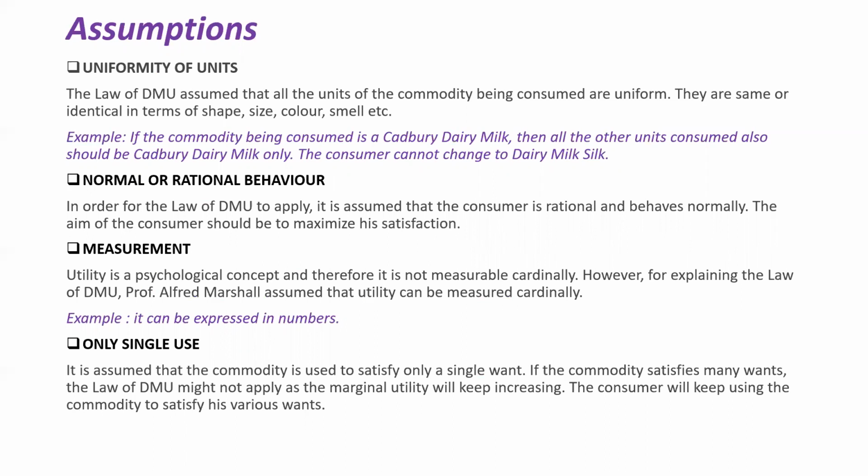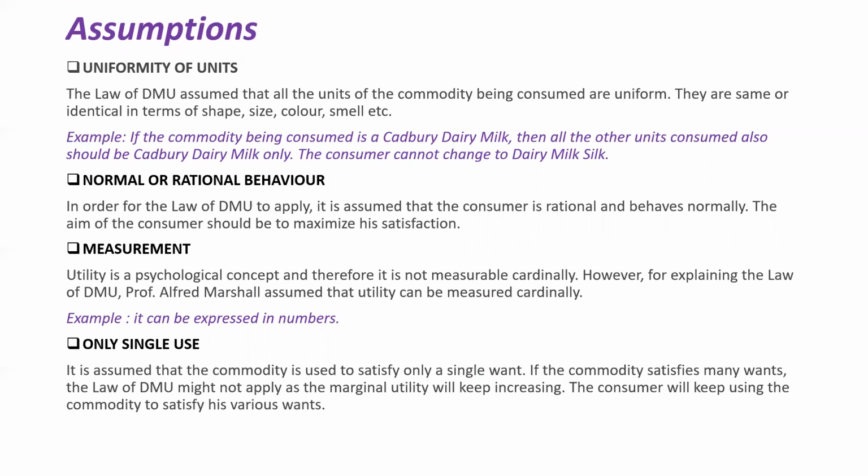Normal or rational behavior. In order for the law of diminishing marginal utility to apply, it assumes that the consumer is rational and behaves normally. The aim of the consumer should be to maximize his satisfaction, and he knows better which particular commodity will enhance his satisfaction. Measurement. Utility is a psychological concept and therefore it cannot be measured. However, for explaining the law of diminishing marginal utility, Professor Alfred Marshall assumes that utility can be measured in terms of utils, or in terms of numbers. That's why it comes under the cardinal approach of measurement of utility.